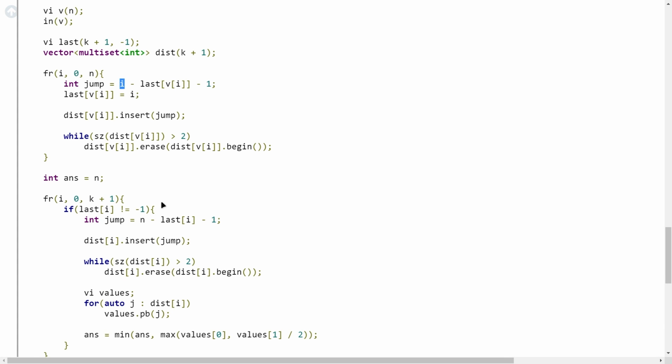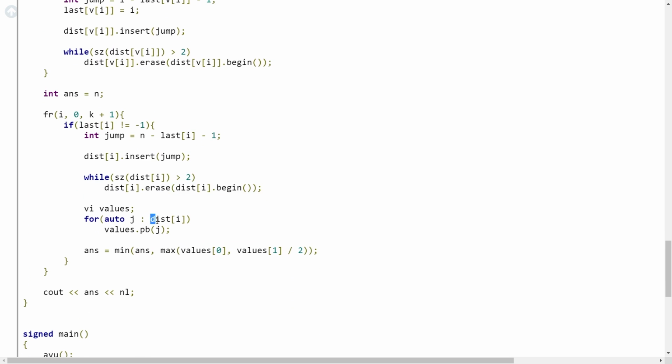Just instead of index I, I am taking index n. So this is the last position after all the steps have been crossed. Rest of the things are exactly the same. N minus last of I minus 1, and I insert it into my jump vector, and if the size is greater than 2, I remove it. Now I copy all the values from my distance of I into my values vector. So values of 0 will be the second greatest value, and values of 1 will be the greatest value, since this was a multi-set and all the values were arranged in order. So I can update my answer as minimum of answer comma maximum of values of 0, that is the second greatest value, and values of 1 by 2, which was the greatest value. Now I can return my answer, and this will be the solution to the second problem.